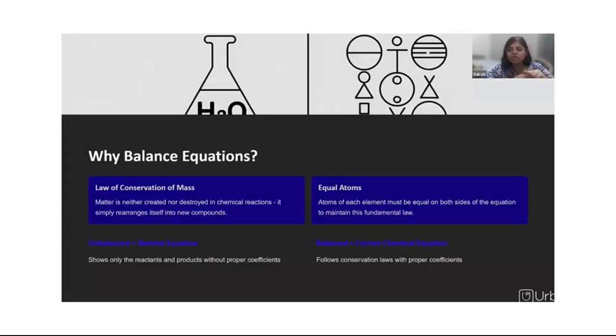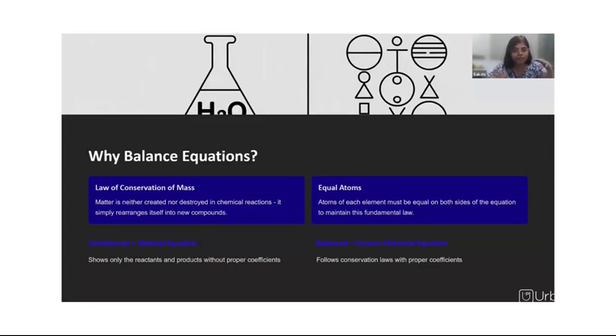The law of conservation of mass states that mass is neither created nor destroyed, right? So it can form new products, just like the law of conservation of energy. So, an unbalanced equation violates the law of conservation of mass. That is one of the reasons that we need to balance the chemical equations, right?